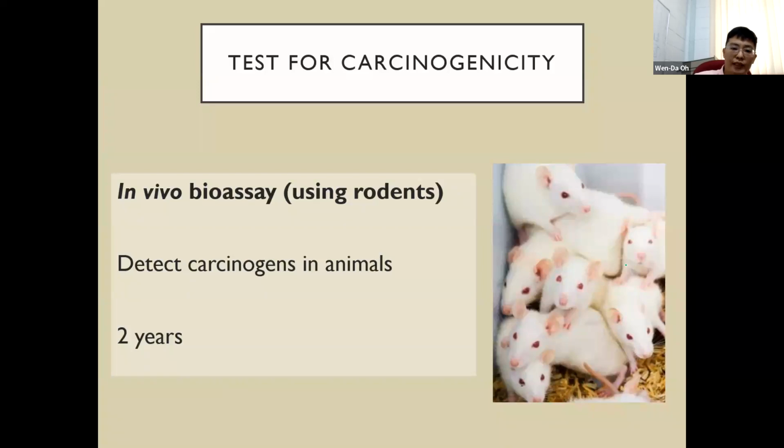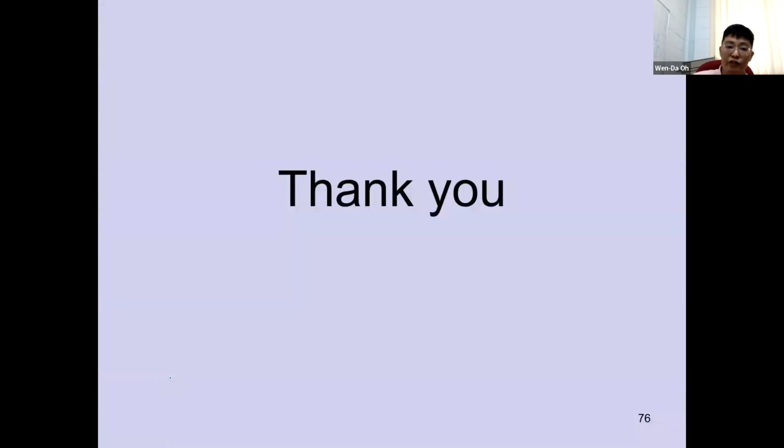Last one will be this one, test for carcinogenesis. This is an in vivo bioassay, which means that we are using real animals. In this case, we use rodents, like rats. After that, you expose the rats to the carcinogen, and after 2 years, we look at the number of animals having carcinogens. Of course, it takes a very long time because it takes long exposure to be expressed in their body.